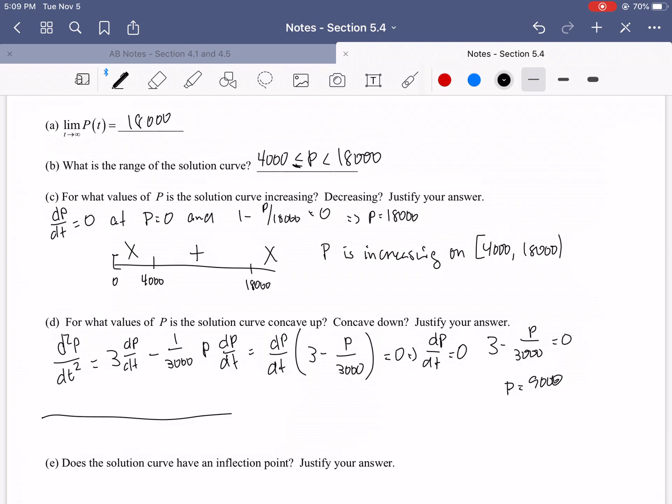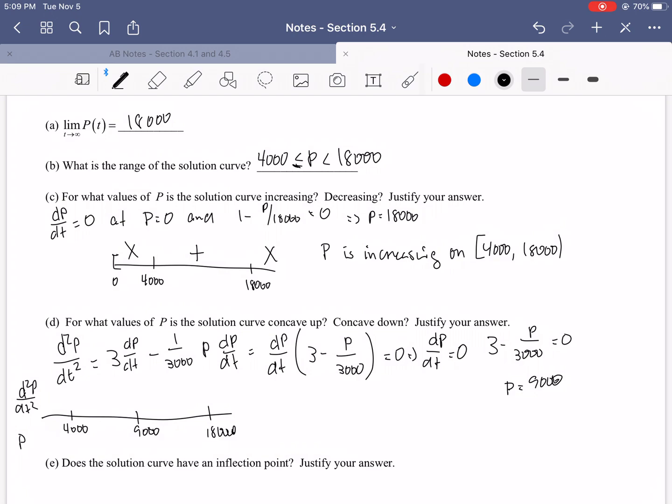So if we do a little sign chart here, d squared p over dt squared, and what does that tell us about p? Well, we're going to have 4,000 on here, we're going to have 9,000 on here, and we're going to have 18,000 on here.